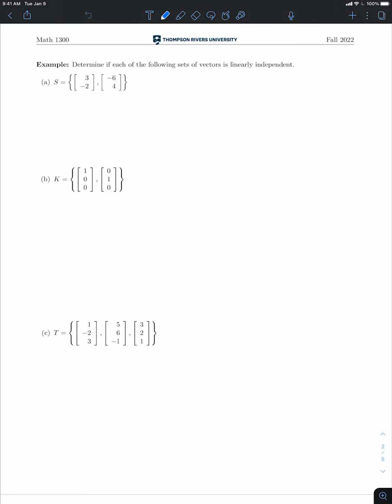Okay, so here's a few examples. We'll go through them one by one. And in each case, we're given a set of vectors, and we need to decide if they're linearly independent. So let's start with the first case.